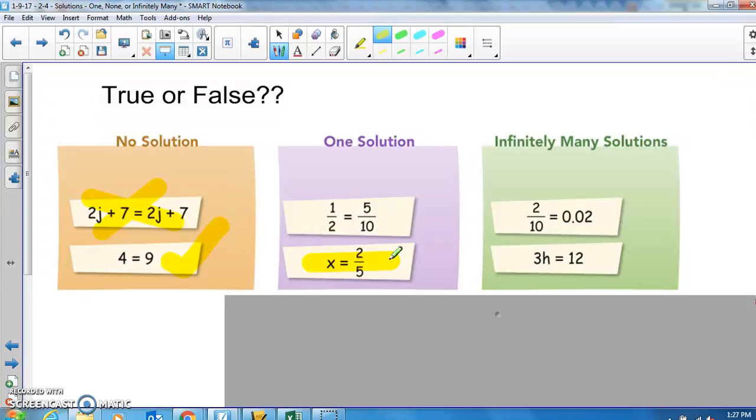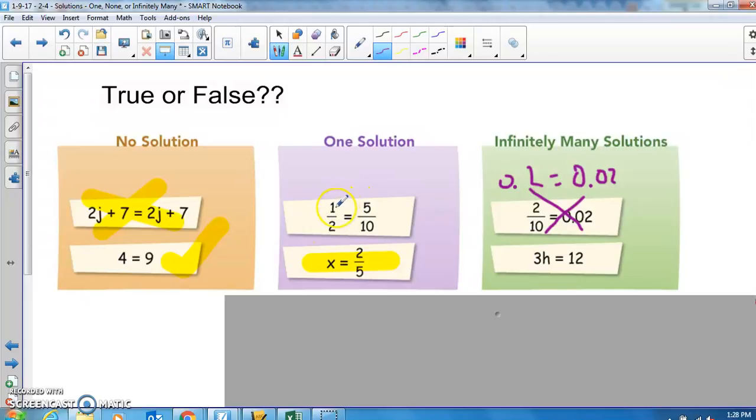Infinite number of solutions basically means that regardless of what you put in there, that's what you're going to get. And for this one, that gives us 2/10, okay? Does 2/10 equal 0.02? If you'll think about it, 0.2 or 2/10 is going to be written as 0.2. And this right here is 0.02. Are those the same? They are not, so that would not be true.